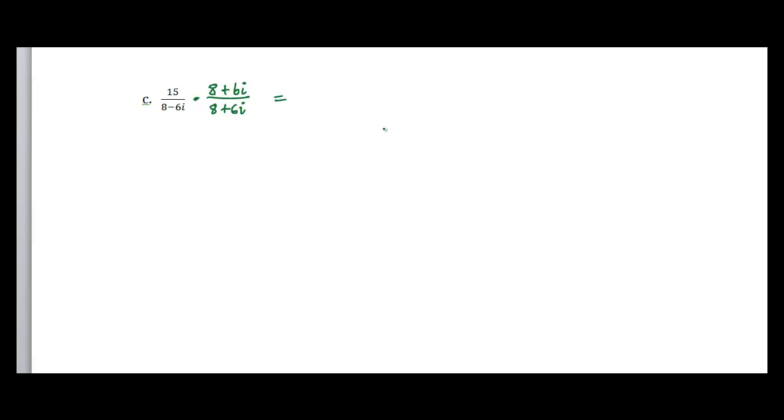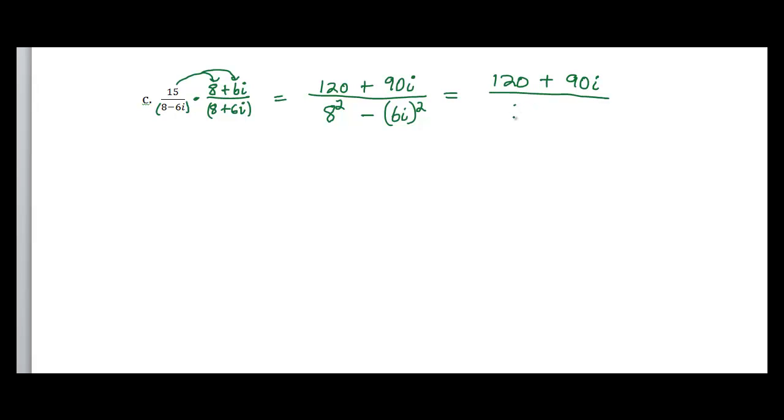All right, if I think about it, this sets me up for a distributive property on my numerator. 15 times 8 is 120. 15 times 6 is 80, or 90. So I get 120 plus 90i all over, well, these 2 denominators are what we call conjugates, right? And so if I want to multiply my conjugates, I don't have to FOIL it out. I can square the first term minus squaring my second term. And so I get 120 plus 90i all over 64 minus 36i squared.